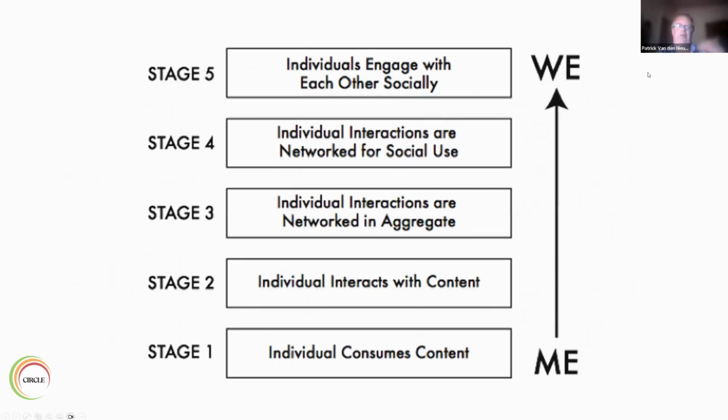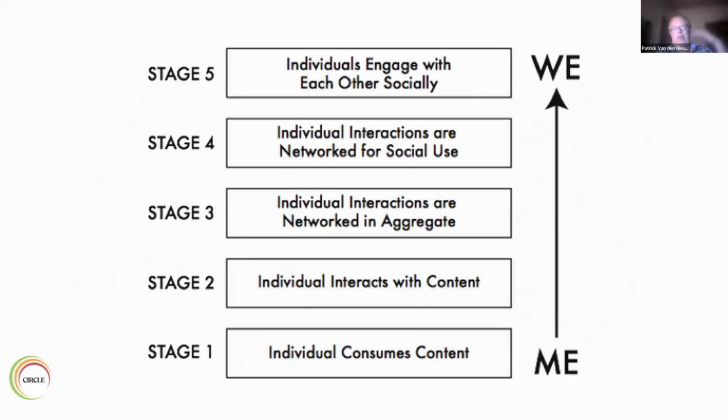So we go from a me to a we. I will not say too much about it, but the idea is that the traditional idea on heritage is that you as a person are going to visit, for example, a museum, and you see what is presented. You have some explanation on what is presented.